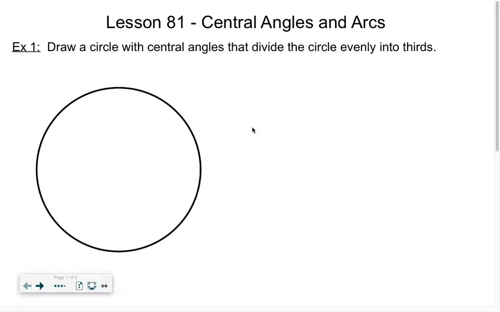For lesson 81, we're going to take a look at some circles. We're going to be looking at the central angles that can occur within them, and then we're also going to be looking at the arcs, the outer edge of the circle when we intercept those.